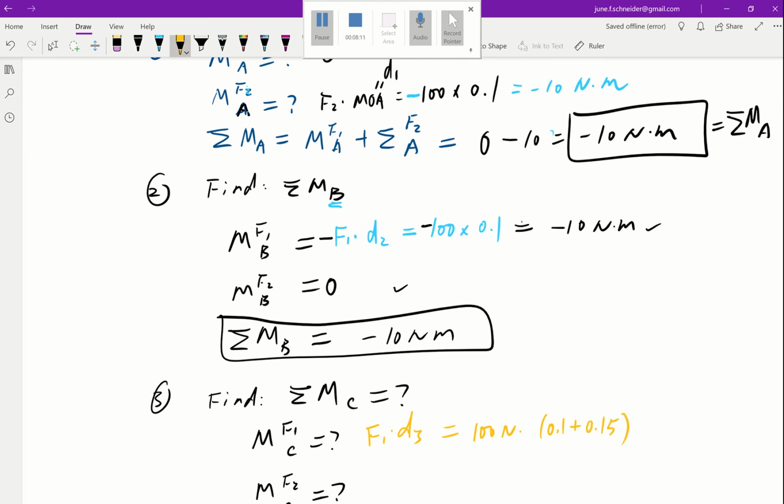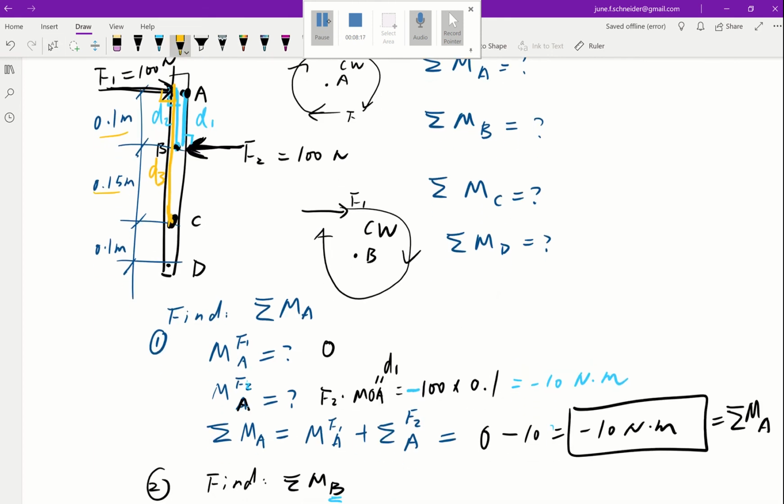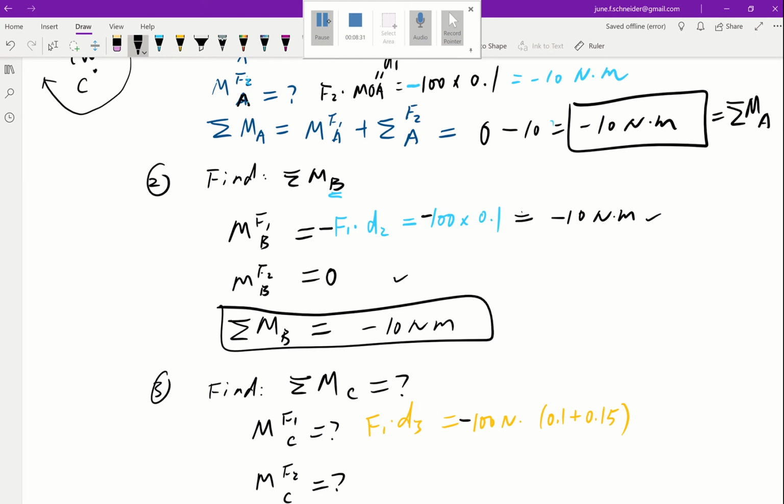Don't forget our last checkpoint: positive or negative, right? So this force F1 is somewhere here. It's rotating about C. C is below to make an orbit around. That's going to be clockwise, so that's going to be negative. Putting in the calculation, that's going to give us negative 25.